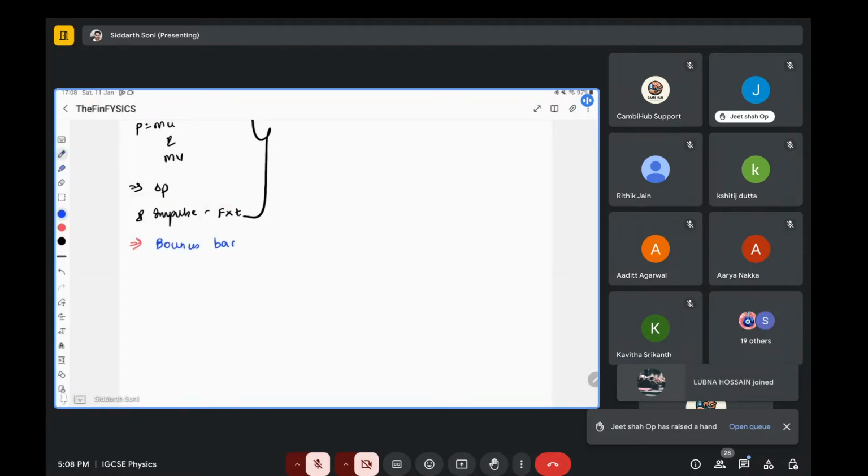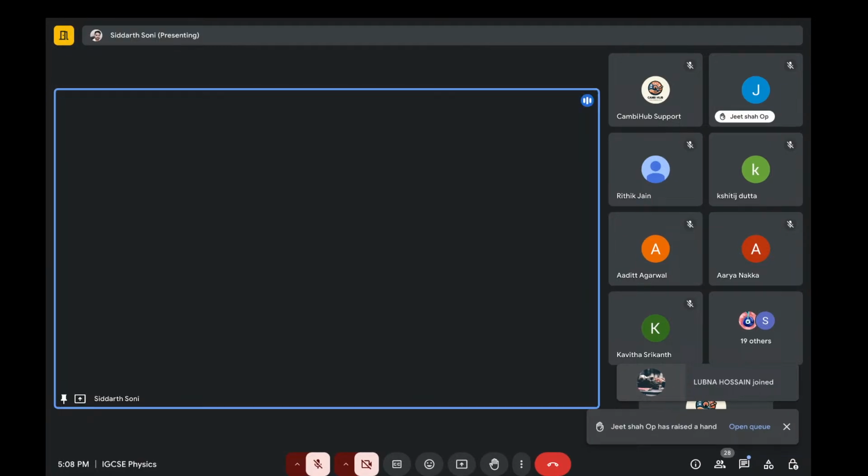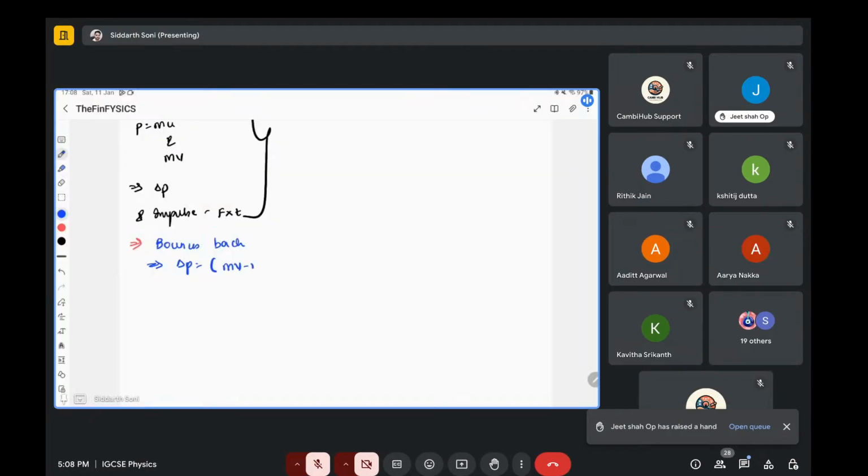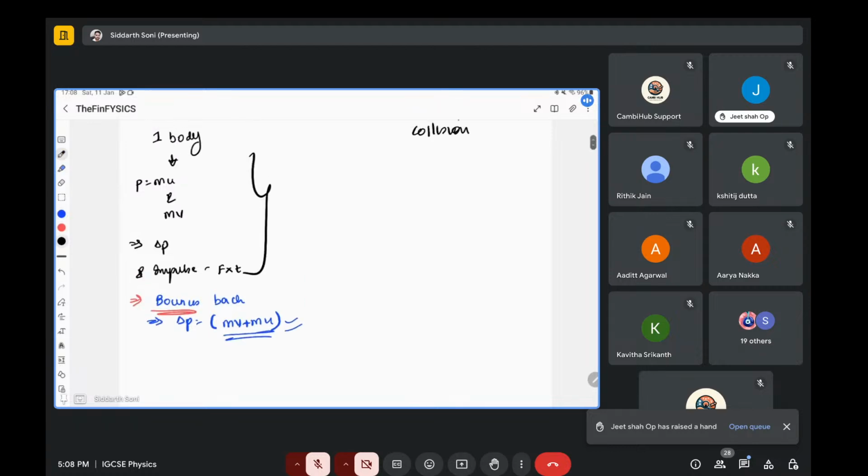if it bounces back, then your change in momentum formula, which you normally write as final minus initial, becomes this. You need to add the momentum because velocity is a vector quantity. So there is a sign convention associated with it. But you may directly use this formula to get the change in momentum of any body which is bouncing back. That's the only catch over here.